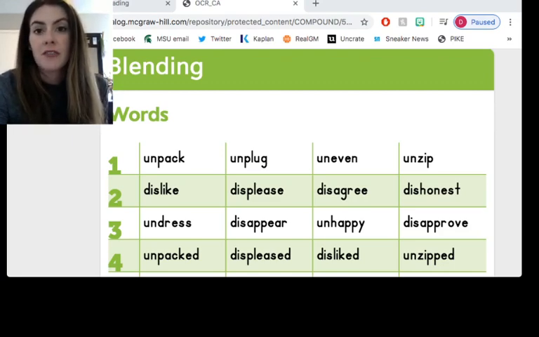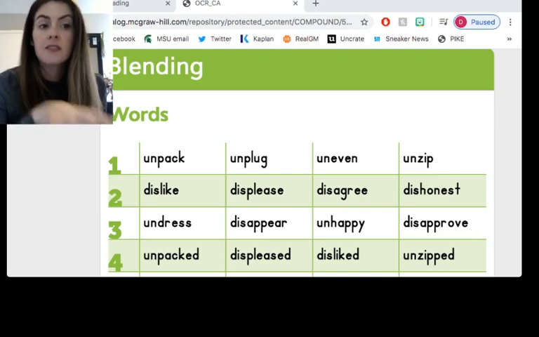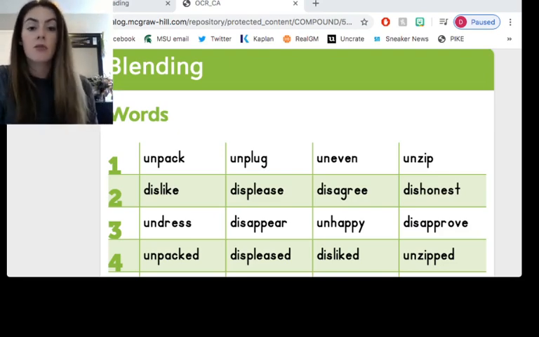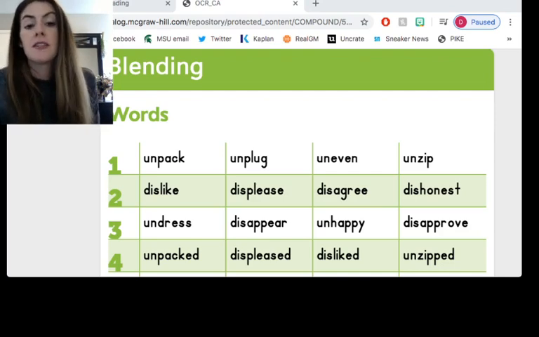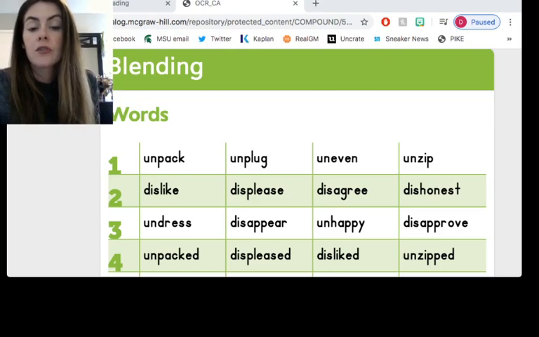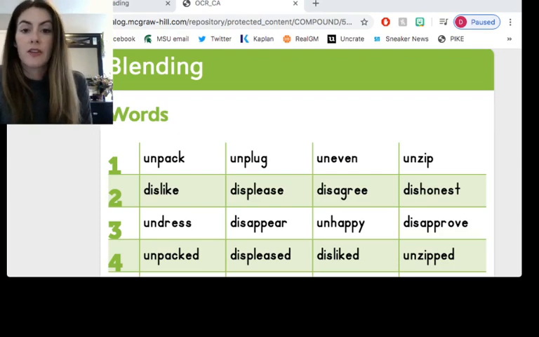Let's put dis together for the second word. Dis, displease, displease. Very nice. Third word, second line. Dis, and this is a secret agent schwa with that A right here. Disagree, to not agree with someone. Disagree, very good.